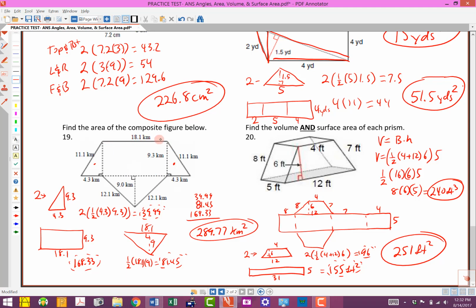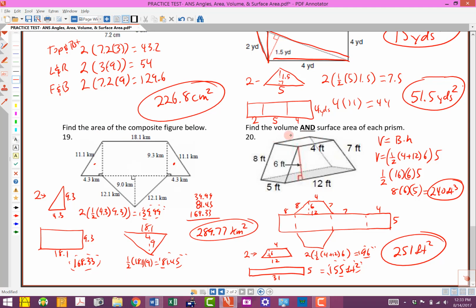We've got that rectangle right here already broken up for us. So that is 18.1 kilometers long and 9.3 tall. So we multiply those together, we get 168.33. And then we've got this triangle down here on the bottom. I probably wouldn't do it as 2 separate pieces. I'd probably just do it as one. It's 18.1 long and then 9 tall. So this is going to be like our base, and that's going to be like our height. So 1/2 the base times the height. Multiply those together, we get 81.45. So if I put this, this, and this together, add those all up, we get 289.77 square kilometers. So there's our answer for that one, the area of that composite figure.